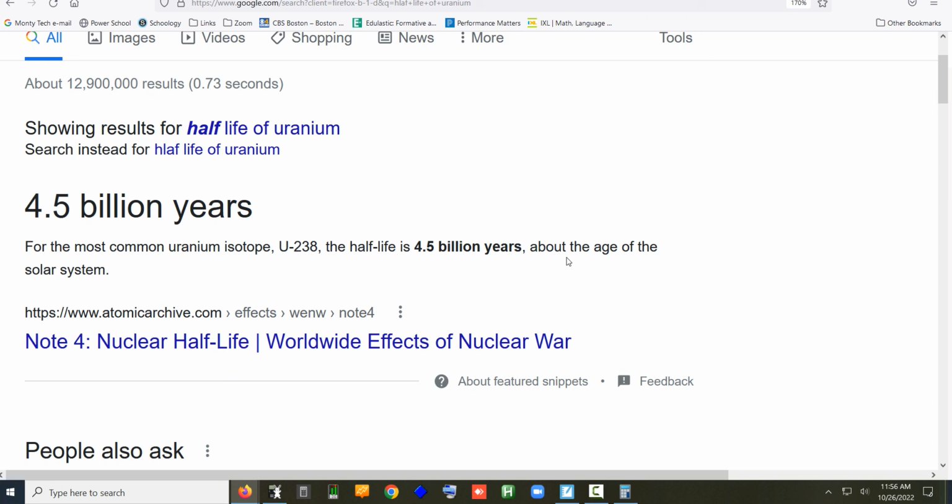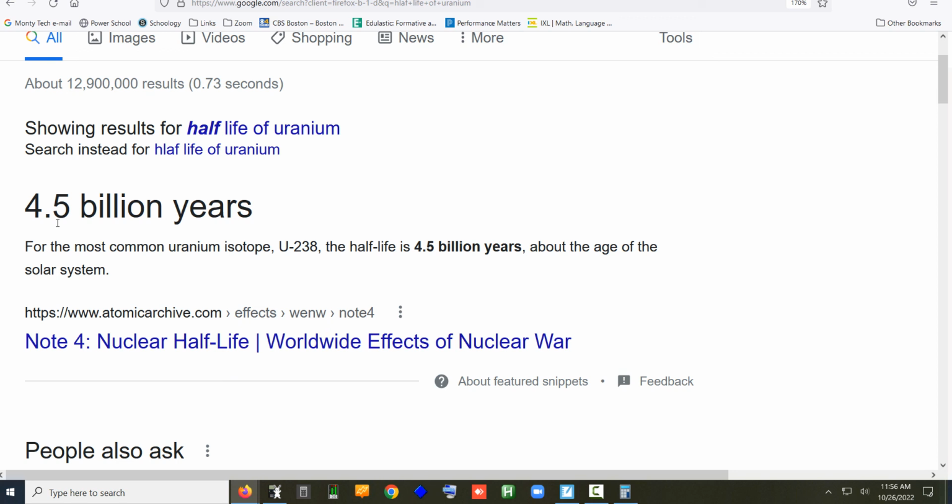You've got 1 pound of waste. After 4.5 billion years, that 1 pound of waste will turn into a half pound. After another 4.5 billion years, that half pound will turn into a quarter of a pound. And after another 4.5 billion years, it'll be an eighth of a pound, and then a 16th of a pound, and then a 32nd of a pound. But it cuts itself in half every 4.5 billion years. So that's a problem with nuclear waste, is that it doesn't disappear quickly. It stays around for a long, long time.